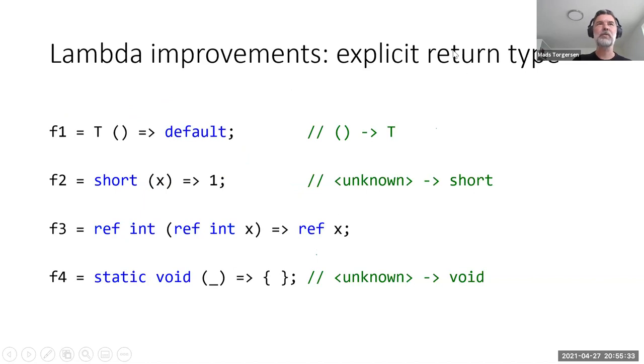Explicit return types. Why can't I say what I want in those cases where it's not obvious from a Lambda what its return type should be, or I want to be explicit about it? Why can't I just put a type in front like I can with named functions? And we plan to let you do that.